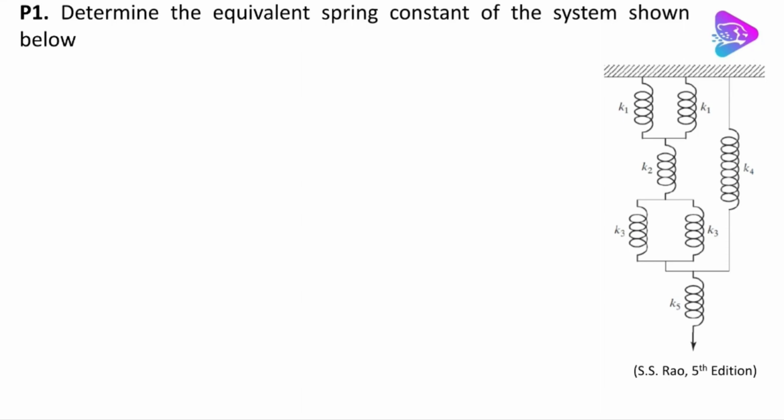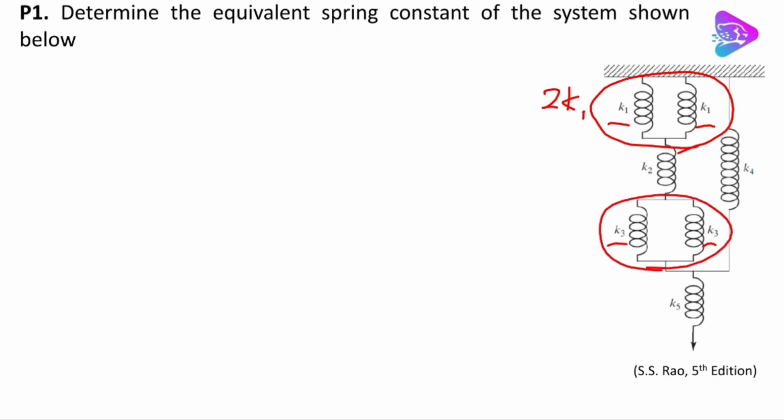As you see, we have two springs, K1 and K1, and they are equal in terms of the magnitude of the spring constant. They are connected in parallel. So these two are connected in parallel, and the equivalent stiffness for these two is 2K1, right? So we have 2K1 here. Same thing here, we have K3 and K3, so these two give us 2K3.